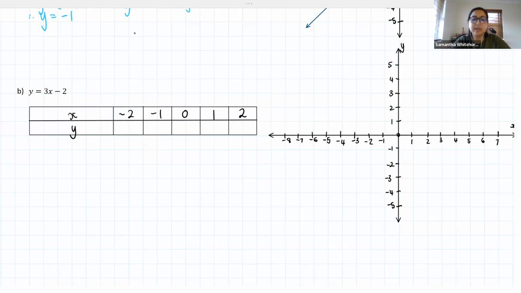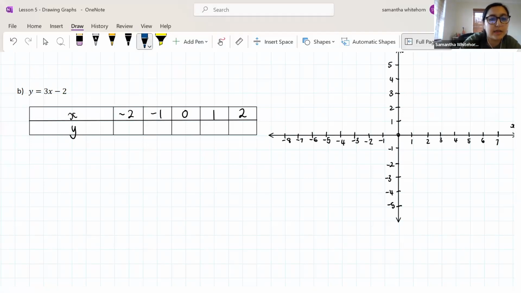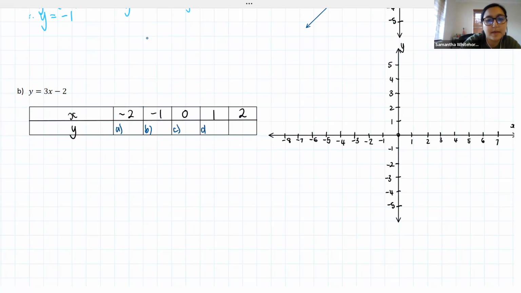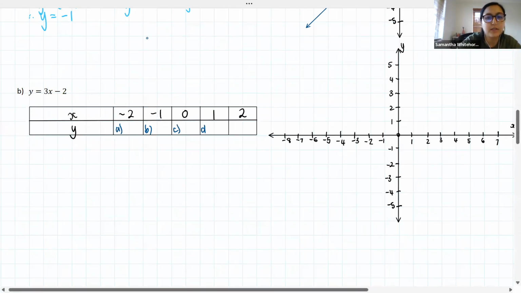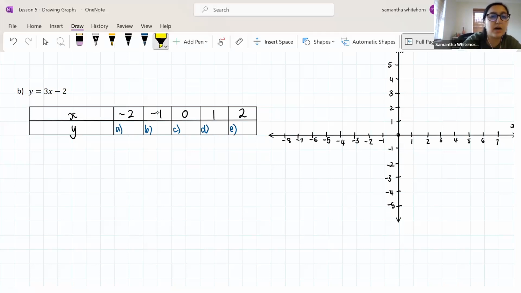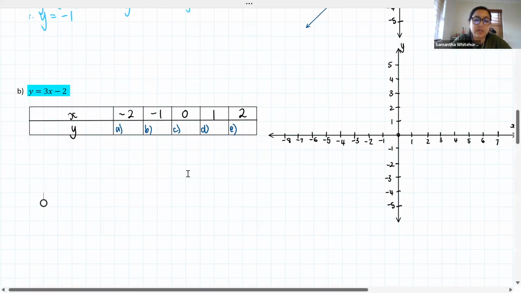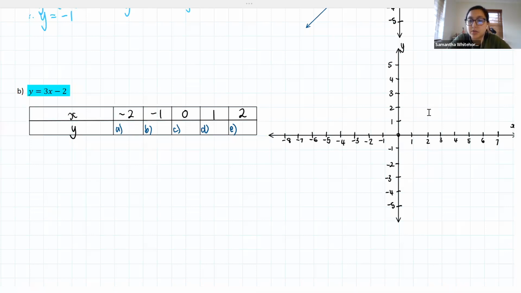So what I want from you guys is to find these outputs for me. So A, B, C, D, and E. Use the rule that I've given you. The rule that we are working with in this specific question now is y equals 3x minus 2, like I said earlier. So you're going to substitute into that equation and find those outputs for me. Again, if you're feeling super comfortable, you can go immediately and start plotting the graph. I'm absolutely fine with that. Let's first find the outputs, though, for those of you that aren't feeling 100% comfortable just yet, and then we'll plot the graph.